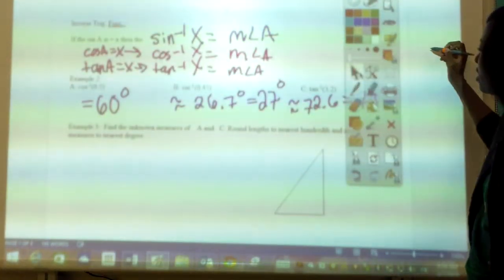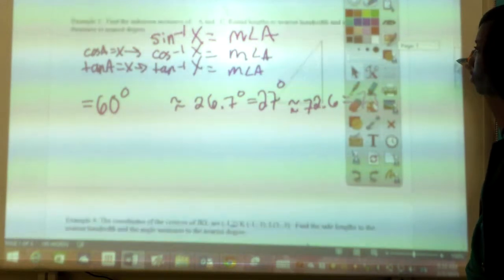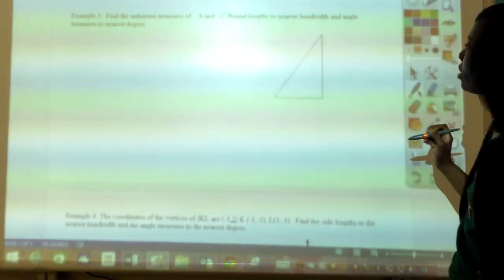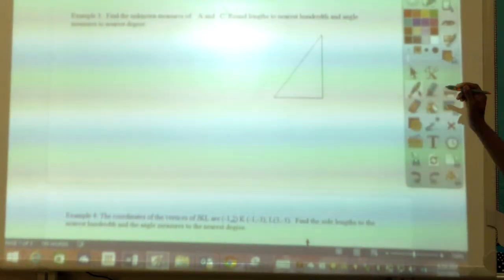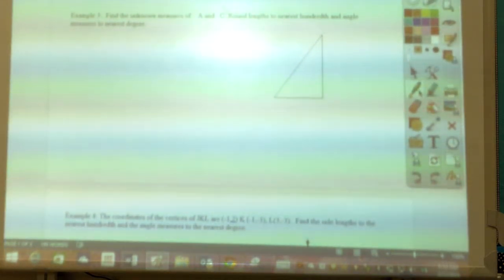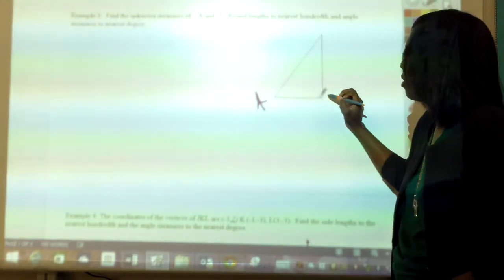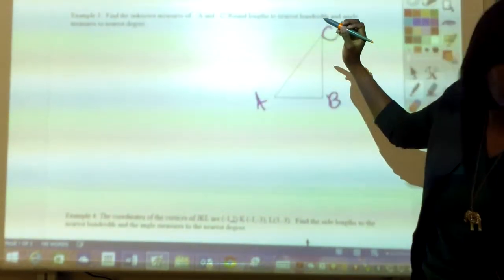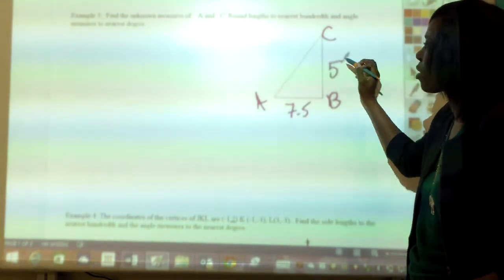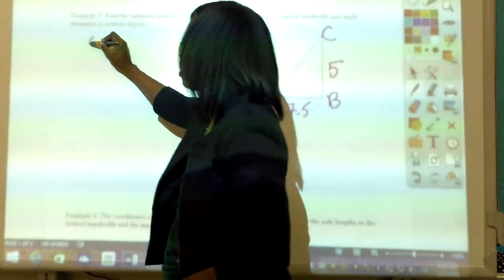Okay, let's pick up at example 3. It says, find the unknown measures of angle A and angle C. Round the lengths to the nearest hundredth and angle in degrees. So here we have A, B, and C. This one's worth 7.5. This one's worth 5. We're going to do 2 different methods.